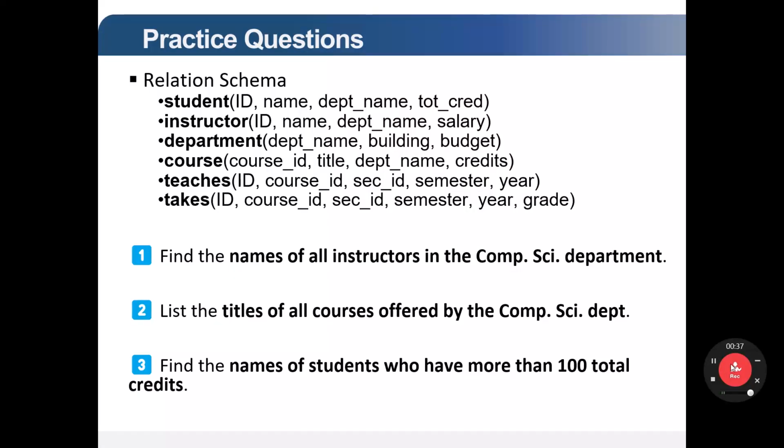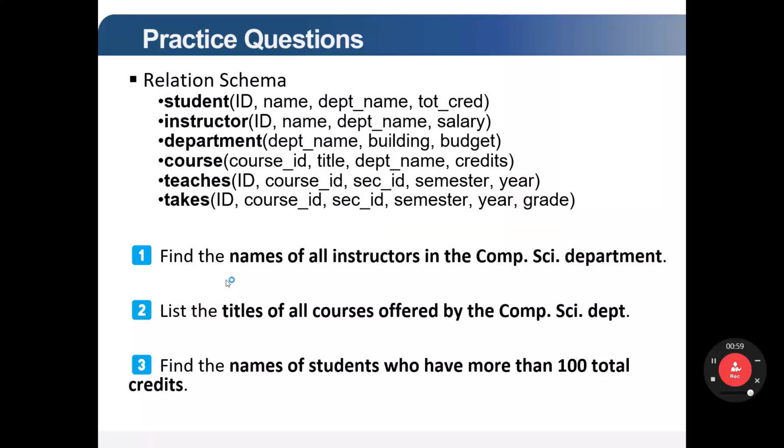Suppose we got this database schema, and let's write these queries in relational algebra. The first query is about finding the names of all instructors in the computer science department.